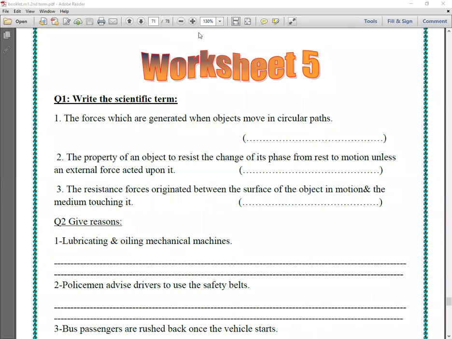Let's start to solve worksheet number 5. Question number 1, write the scientific term. Number 1, middle one is cancelled. Okay, number 2, the property of an object to resist the change of its phase from the rest to motion unless an external force acted upon it. This property is called what? This property is called inertia.